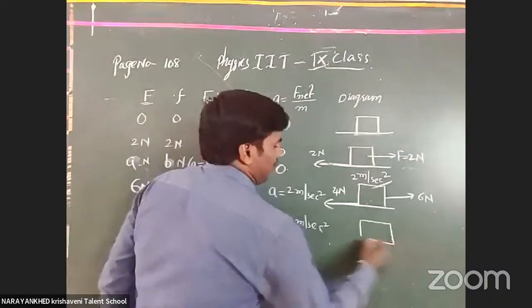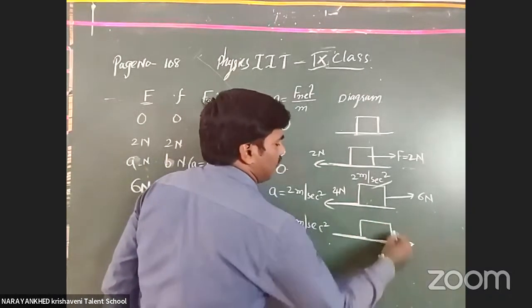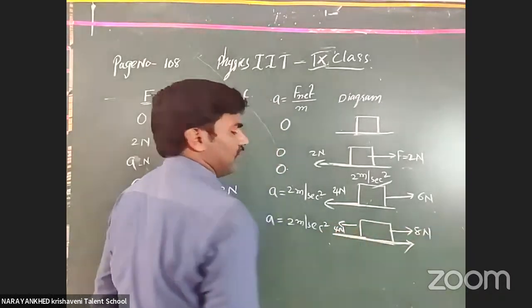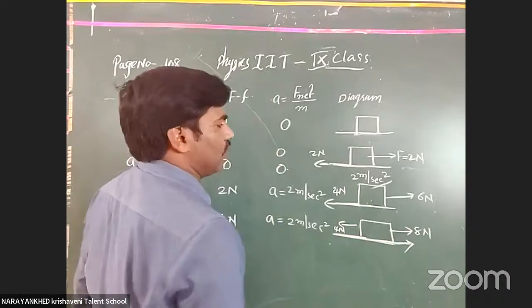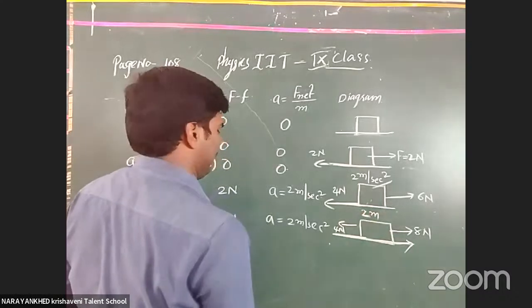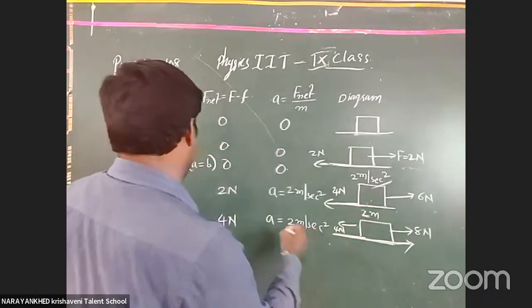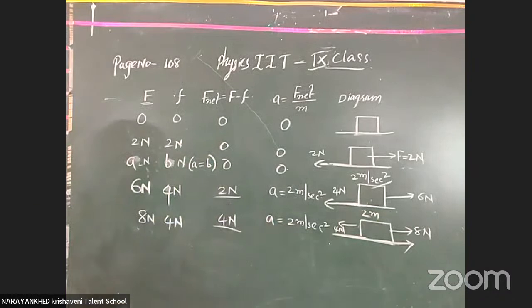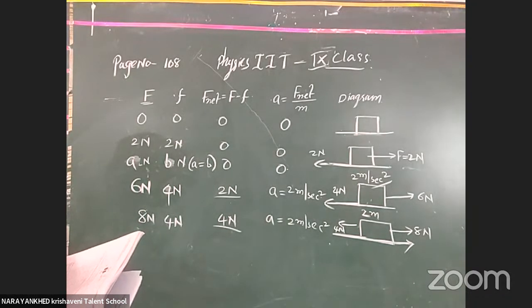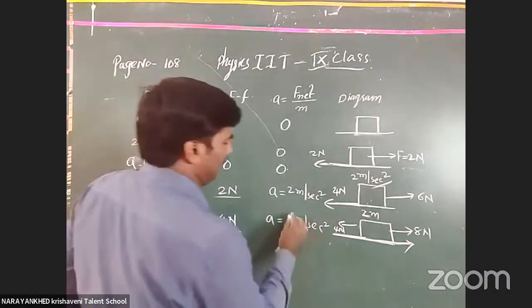Based on that, the body moves here with 8 newtons as well as 4 newtons, opposing forces. Okay, now automatically it is again 2 meters per second square. 4 newtons of force, same mass. Yeah, sorry, it is 4 meters per second square.